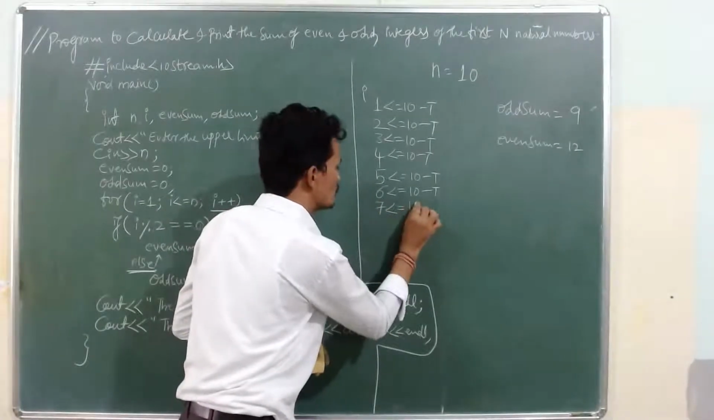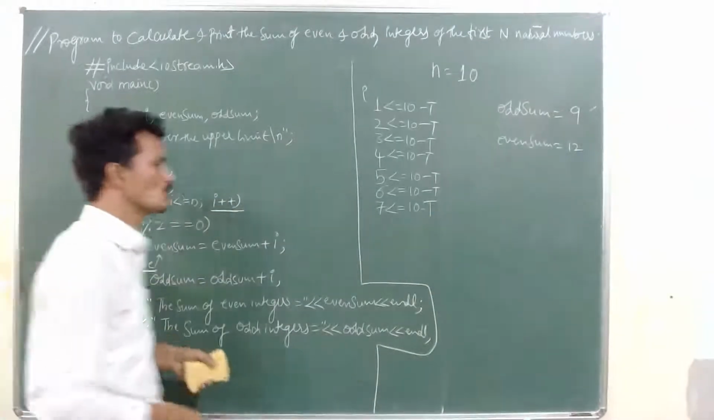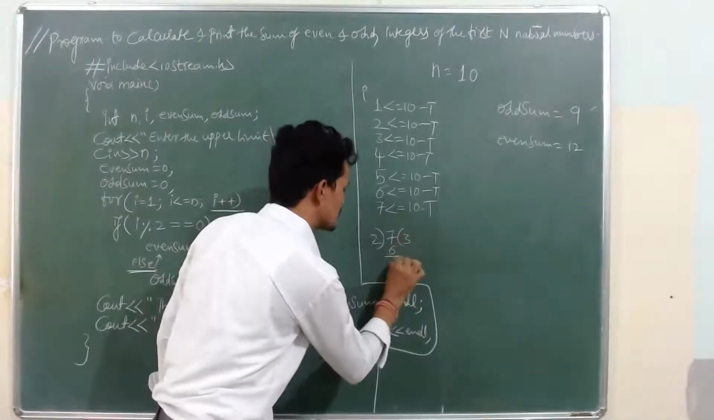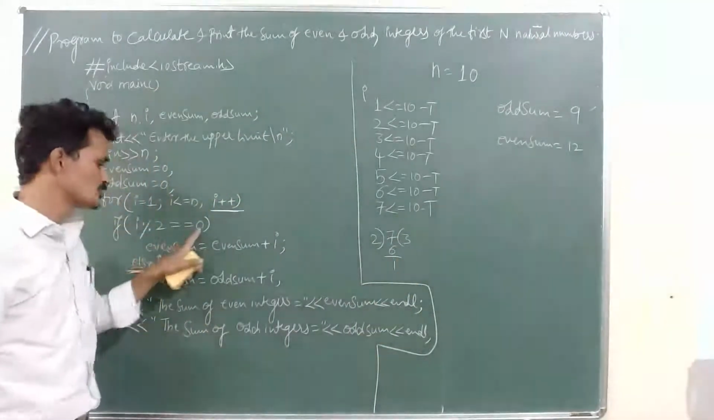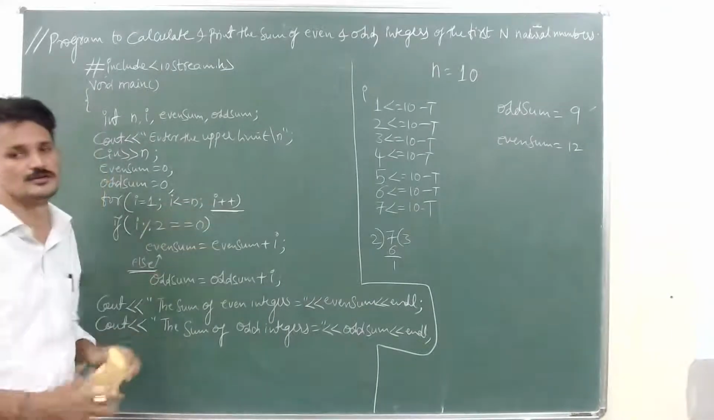7 is less than or equal to 10. Condition true. Then if I mod 2, what is the value of I? 7. 2 3s are 6. Remainder is 1. 1 is equal to 0. Condition false. Condition false means I will execute the else part.